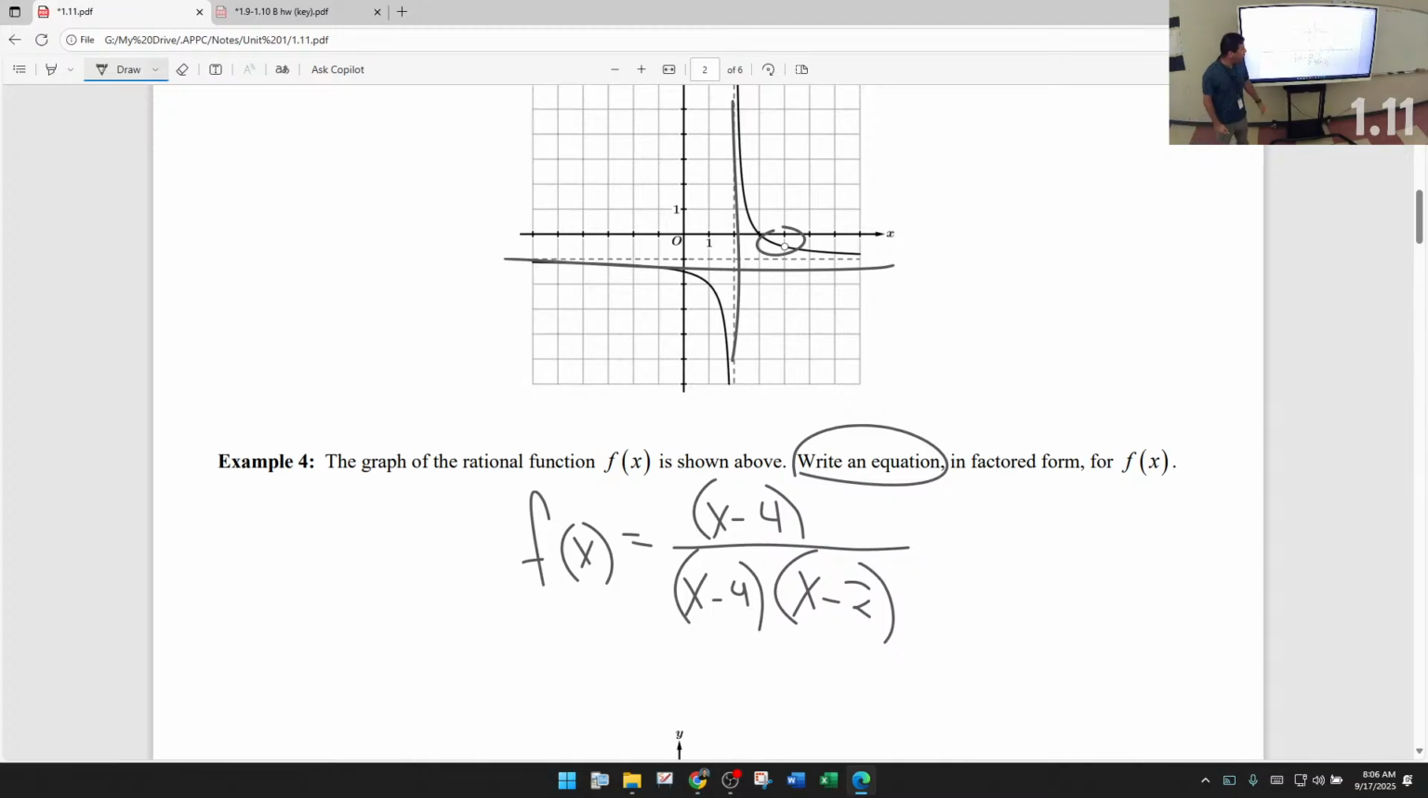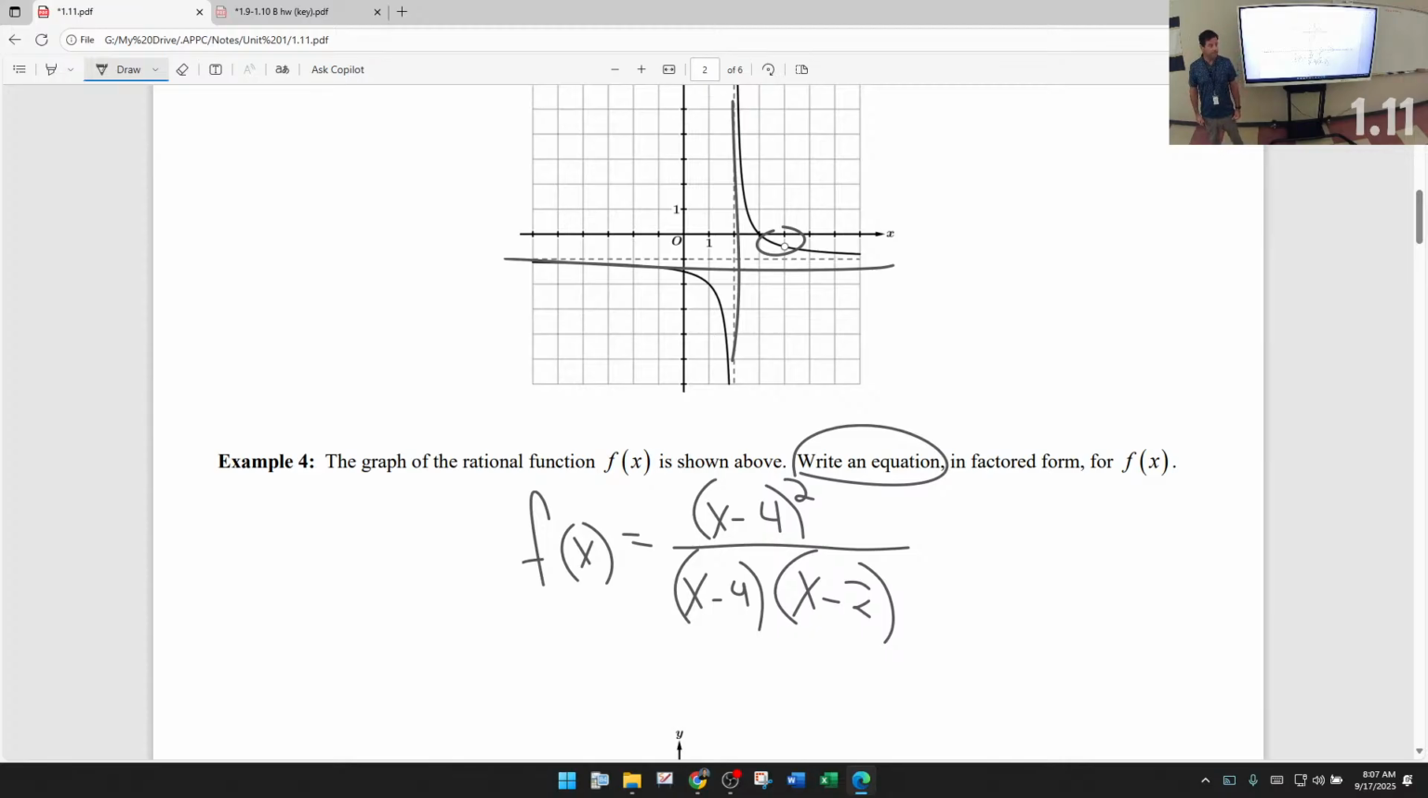Now, I have a horizontal at, luckily it's -1. Right now the degree on top is 1 and the degree on bottom is 2. So that's actually putting it at 0 because it's bigger on bottom. I need it at 1. So I need another x on top. I can't just put an x. I think I need to just do a squared. Can I do that? It looks like it needs it.